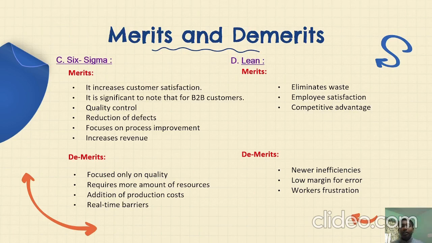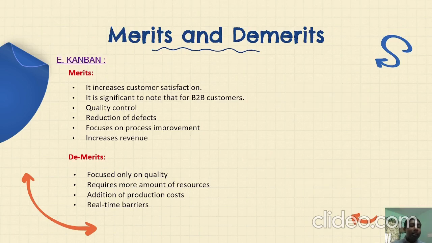So the next one is lean, and its merits are eliminates waste, employee satisfaction, and competitive advantage, and demerits are newer inefficiencies, low margin for error, and worker frustration level. The last one is Kanban. The merits are that it also increases customer satisfaction. The same, it is significant to note for B2B customers, the quality is controlled, reduction of defects, and increased revenues. The demerits are focus only on quality but not quantity, and addition of production cost.